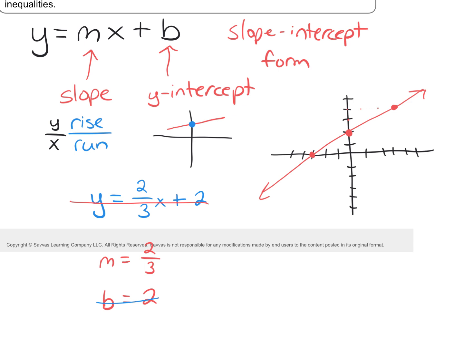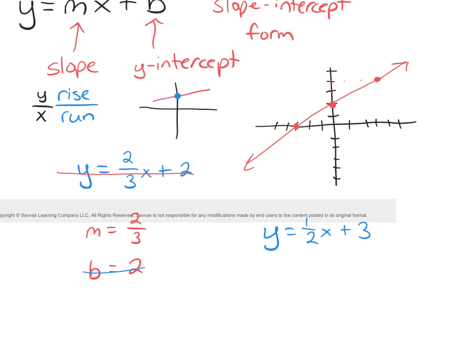Now, that's how we graph one line. We want to graph 2. We're going to do 2 equations. So I'm going to throw another equation out there. It's not going to change anything. Okay, I'm going to do 1/2 x plus 3. We're going to graph this line on the same graph.